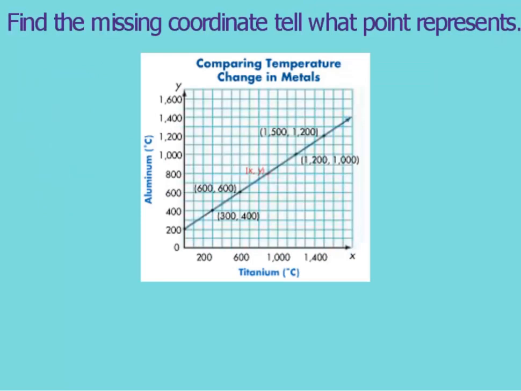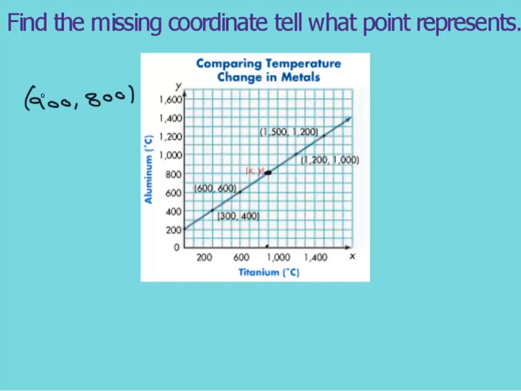Here, find the missing coordinate, tell what the point represents. First, the missing coordinate is here. He gave me x and y, and I have to find x and y. I'll move from here: 100, 200, 300, 400, 500, 600, 700, 800, 900. Yes, now the first coordinate is 900. Now the second coordinate, I will move until I finish here: 100, 200, 300, 400, 500, 600, 700, 800. This is the ordered pair, the missing point.